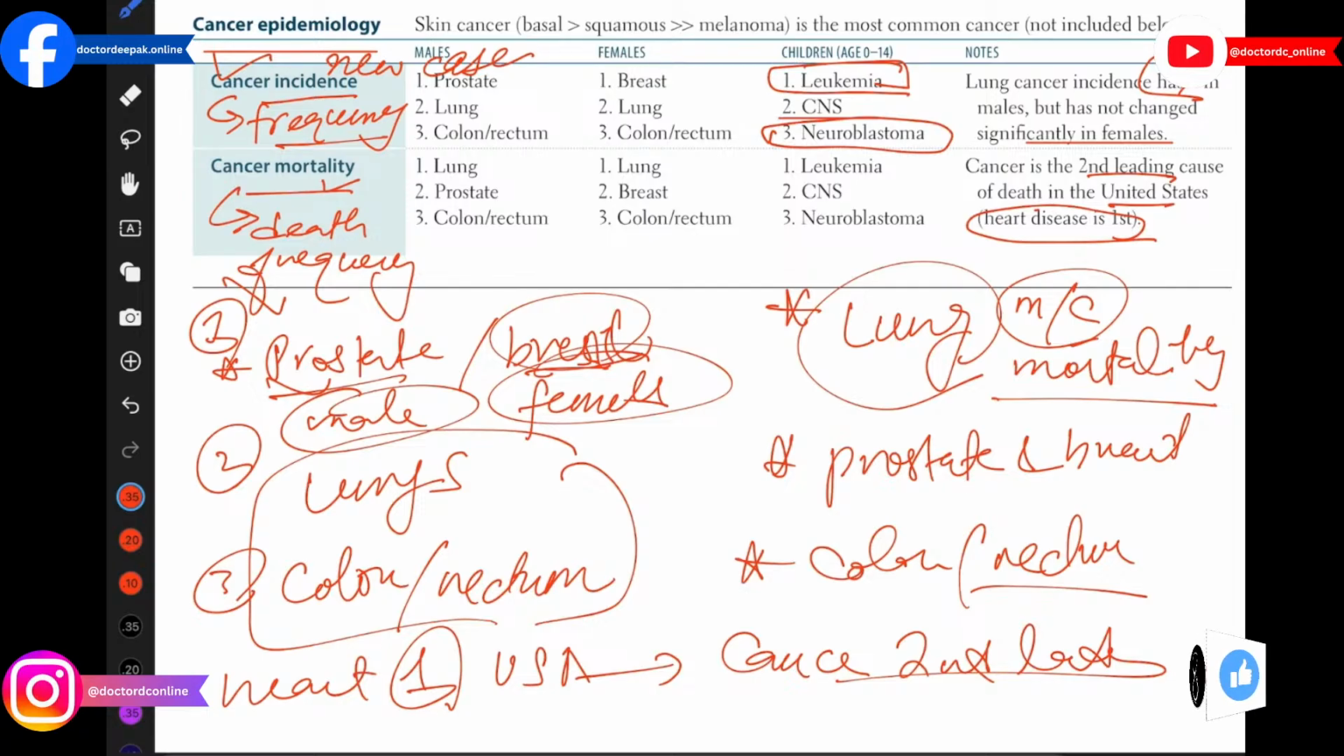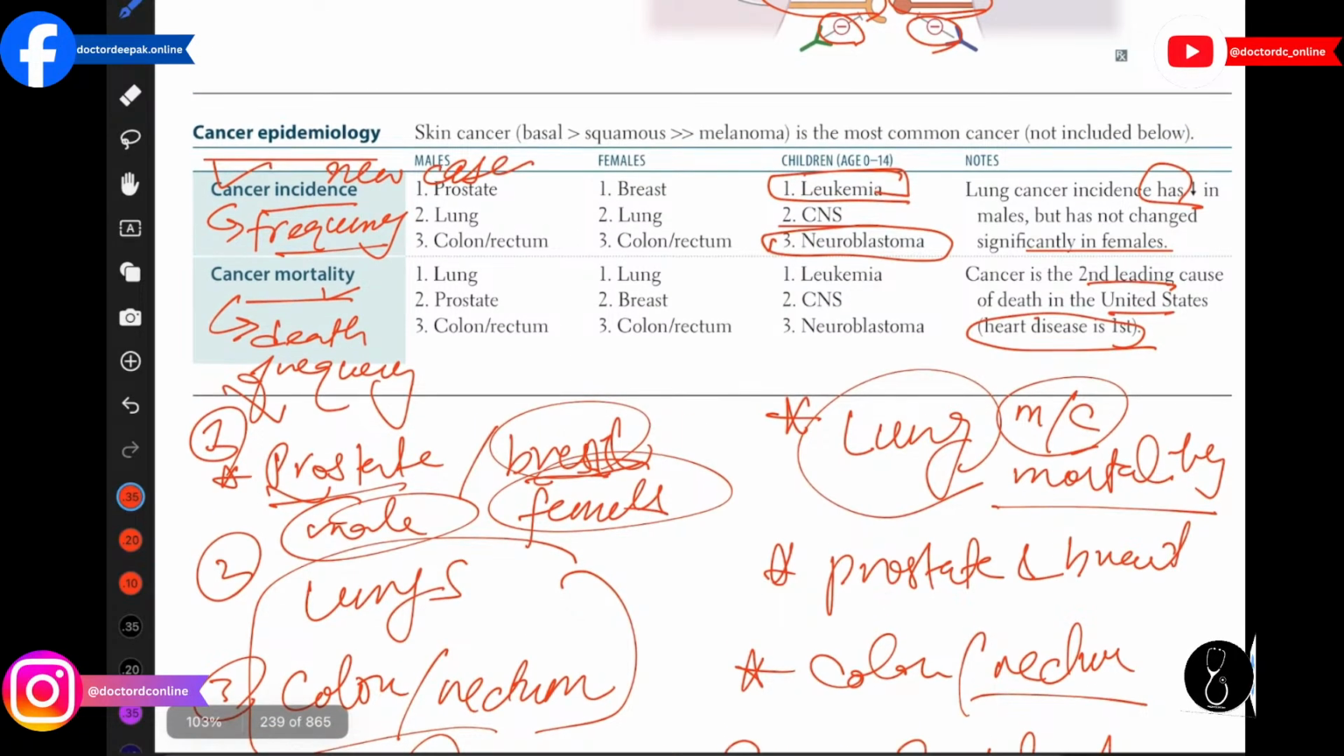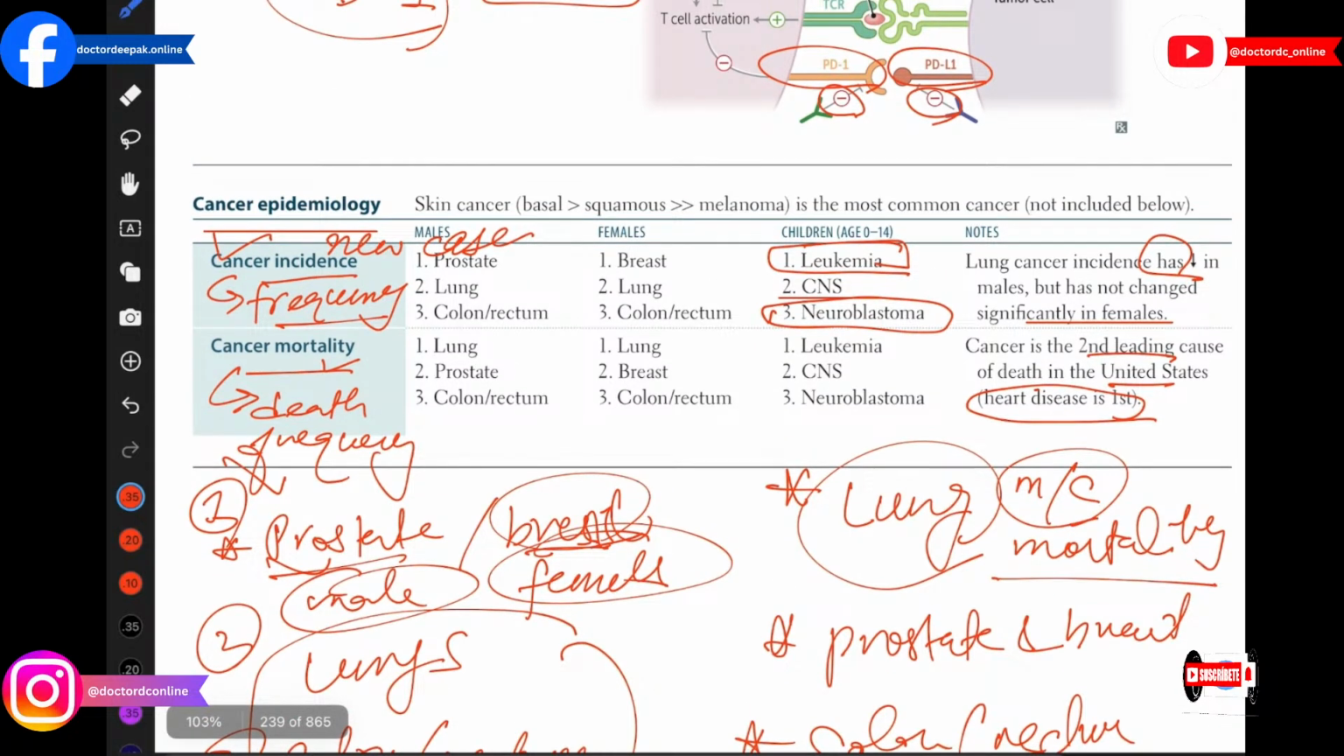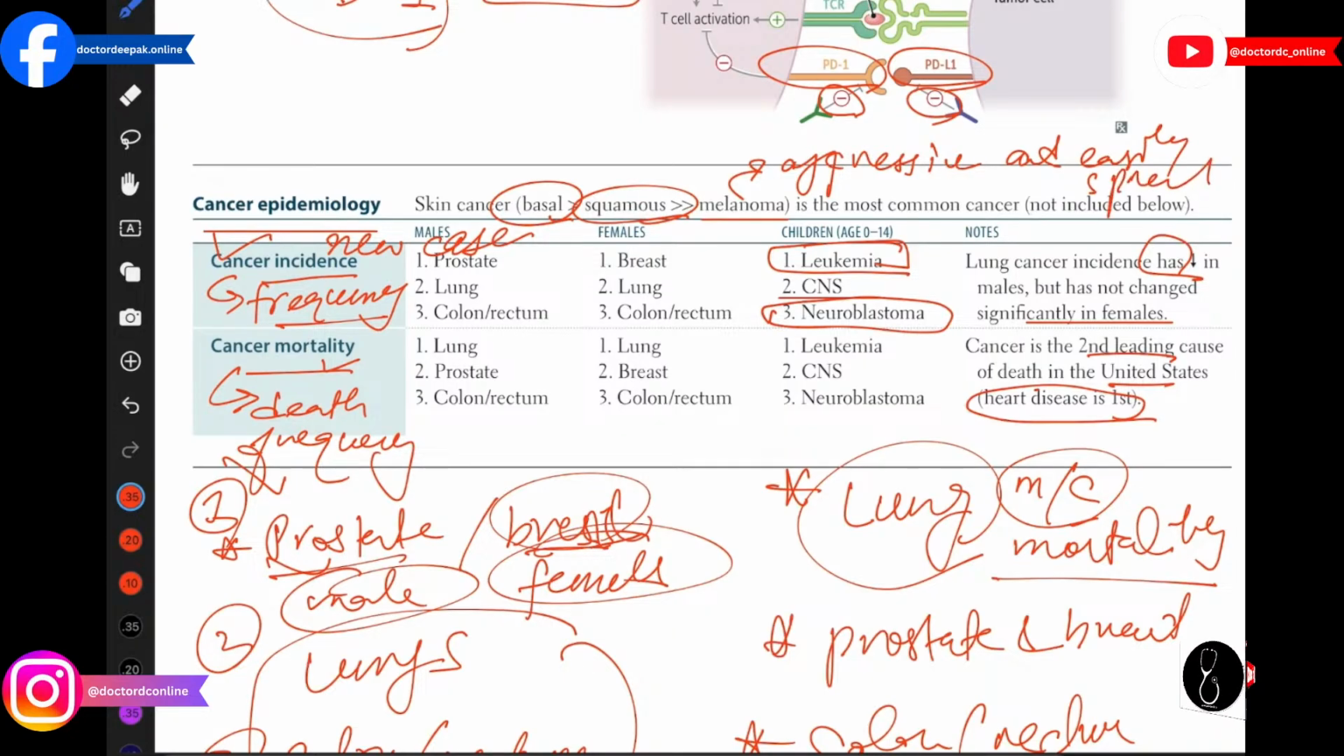And guys, if you talk about skin cancer, skin cancer also has some impact. The most common is basal cell carcinoma. The second in skin cancer is squamous cell carcinoma. The last one is melanoma, but melanoma is so aggressive and spreads easily. Its metastasis rate is high compared to squamous and basal cell.